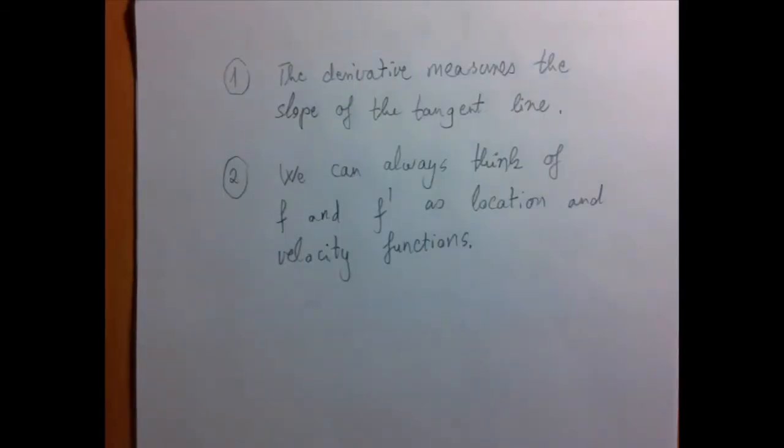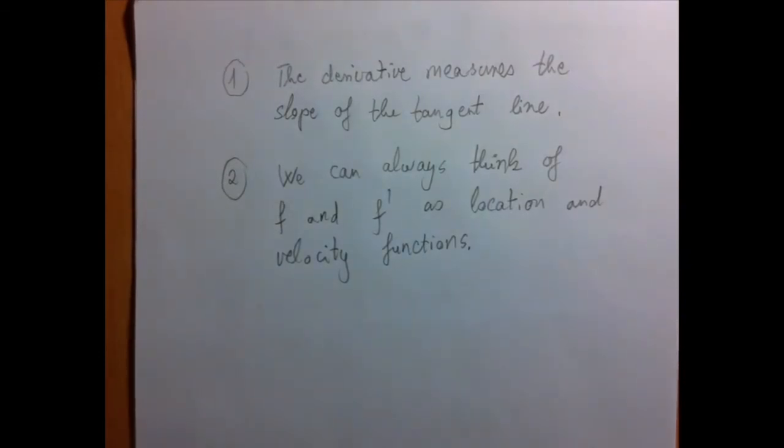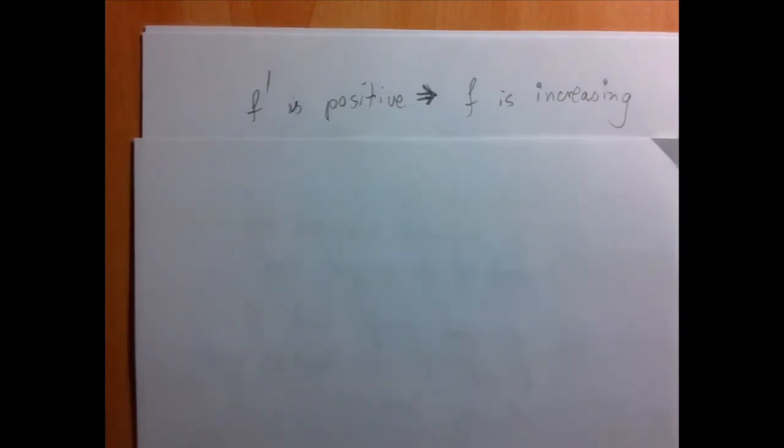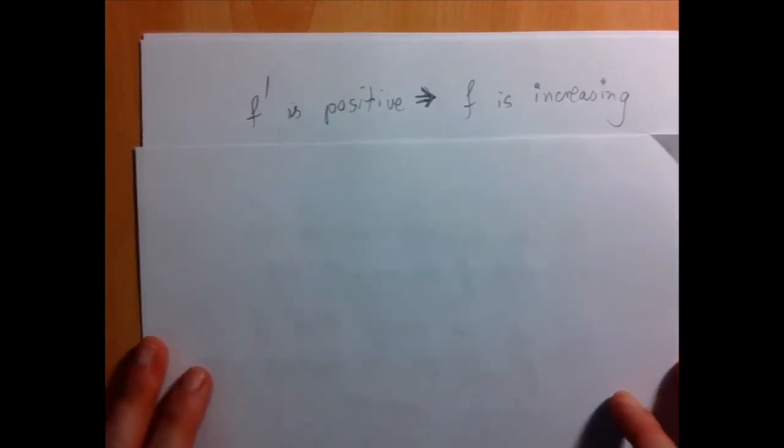These two ideas, I keep bringing them up: that the derivative measures the slope of the tangent line, and that we can always think of f and f prime as location and velocity functions. These two ideas will give you motivations for fundamental connections between a function and its derivative. For example, if f prime is positive, then f is increasing.